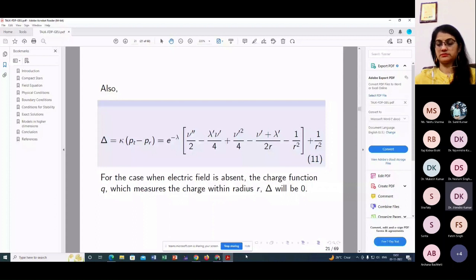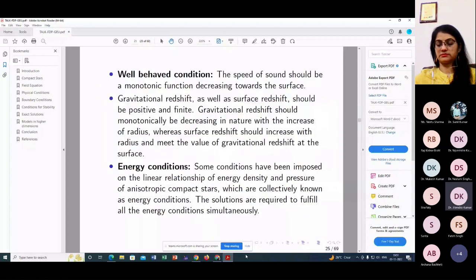So we have the condition that the speed of sound should be a monotonically decreasing function toward the surface. This means the velocity of sound will be maximum at the center of the star and minimum at the surface of the star.